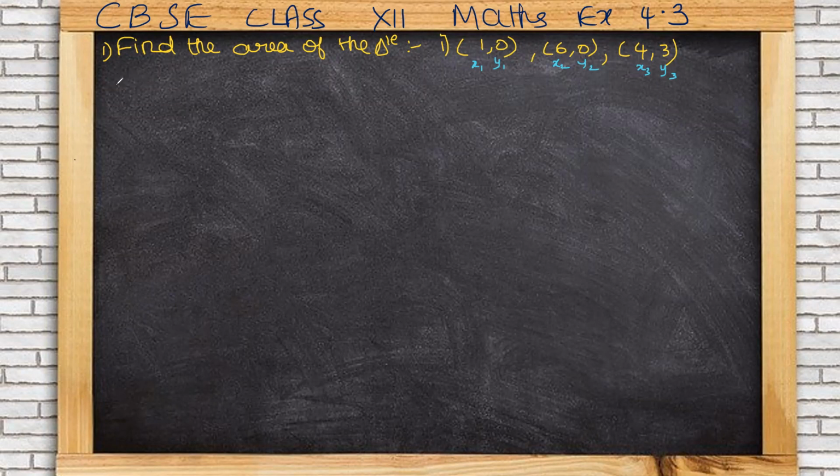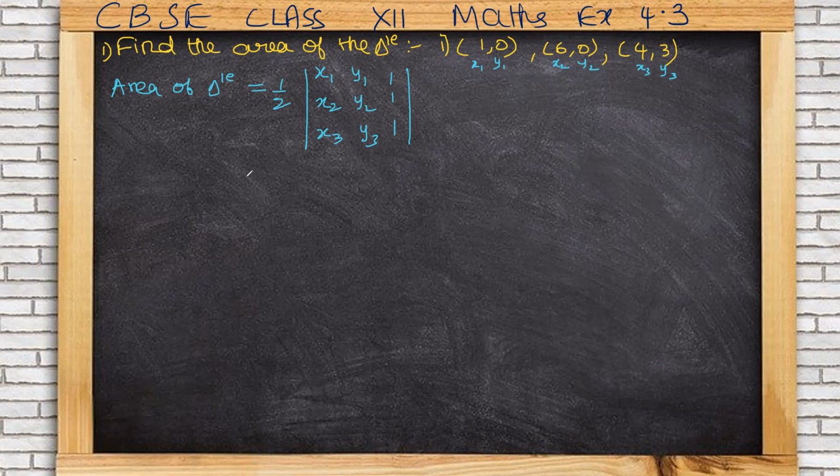So I'll write the formula, area of triangle. This is by determinant method, half into determinant of x1, y1, x2, y2, x3, y3, and the last column will be 1. So we need to expand the same way we did in the previous exercise, and find the answer.